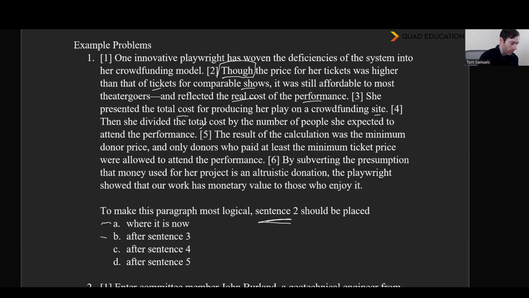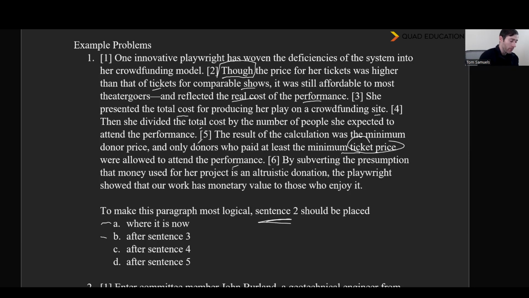Okay, in the right direction. And then the result of the calculation was the minimum donor price, and only donors who paid at least the minimum ticket price were allowed to attend the performance. Oh, here's our ticket price. And then we say, okay, so only people who paid the minimum price were allowed to attend the performance, though that price, the price that she's calculated here, was higher than that of other comparable shows, it was still affordable.